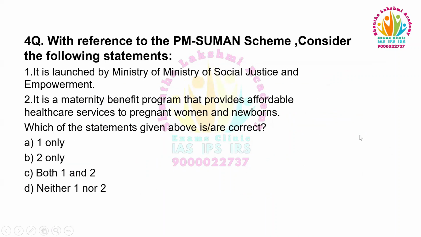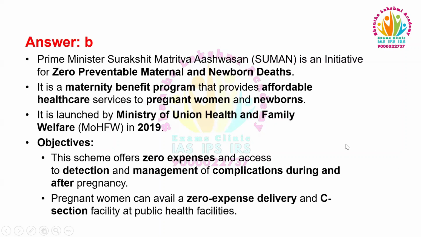With reference to the PM SUMAN scheme, consider the following statements. It was launched by the Ministry of Social Justice and Empowerment. It is a maternity benefit program that provides affordable healthcare services to pregnant women and newborns. Which of the statements given above is or are correct? One only, two only, both one and two, neither one nor two.